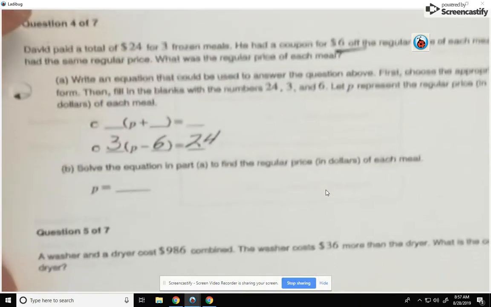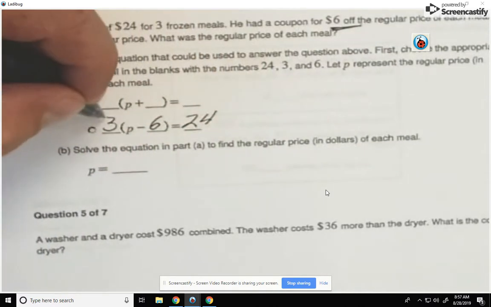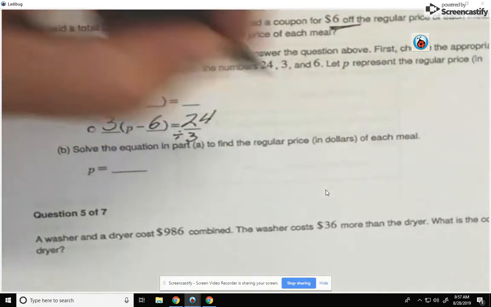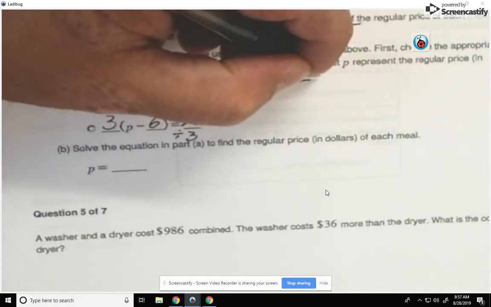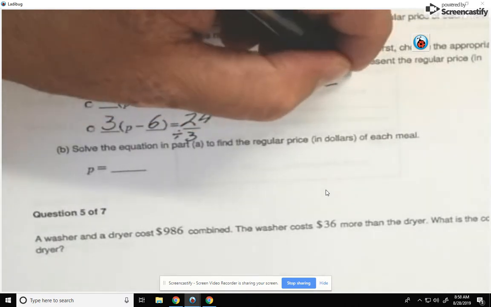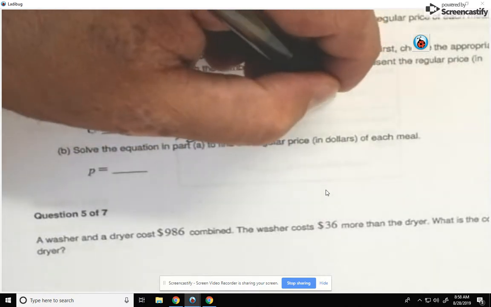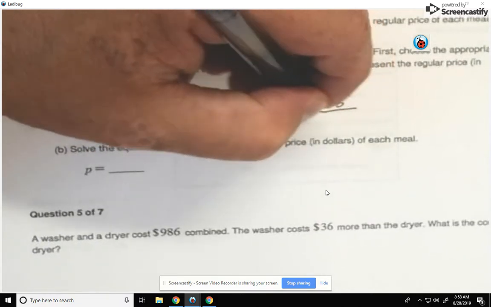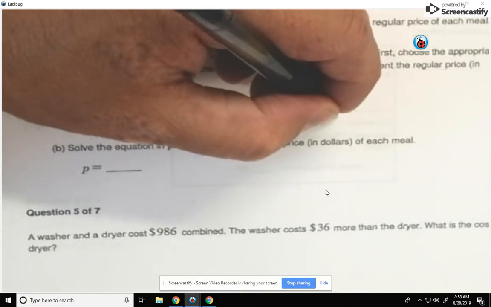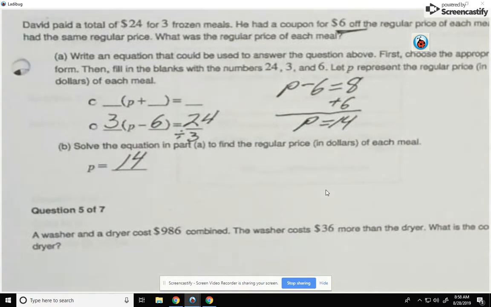For part B, they want us to solve this. The first thing we do is, since there's just a 3 out front, we can divide 24 by 3 to get P minus 6 equals 8. So now here, minus 6 becomes a plus 6. So we get P equals 14. So our answer is 14.